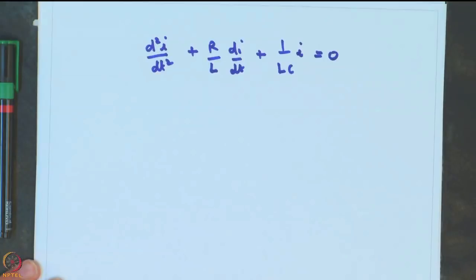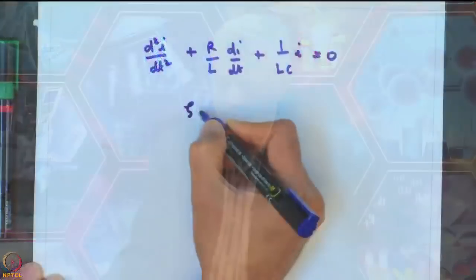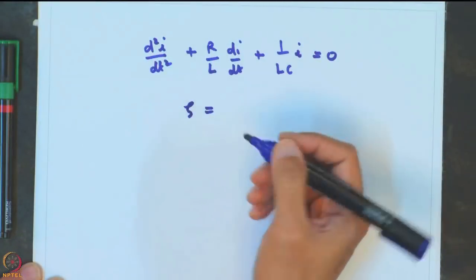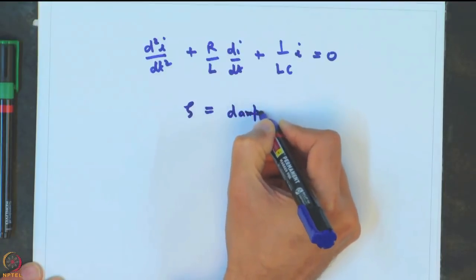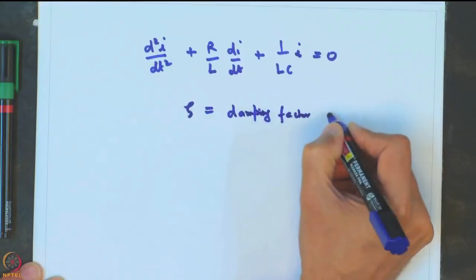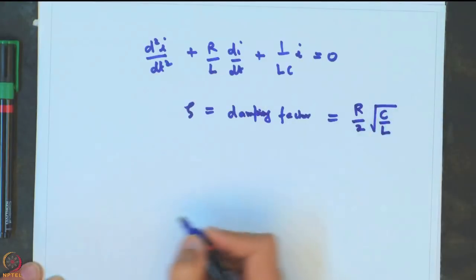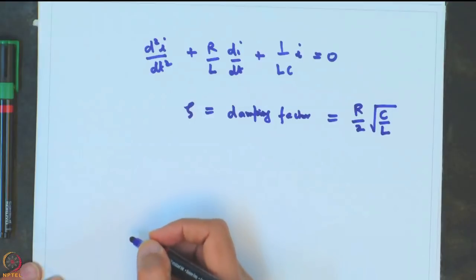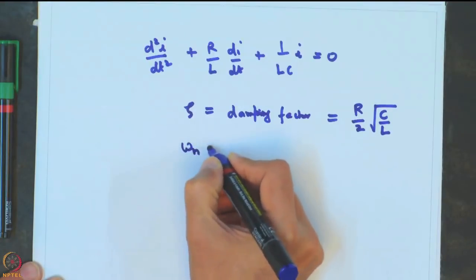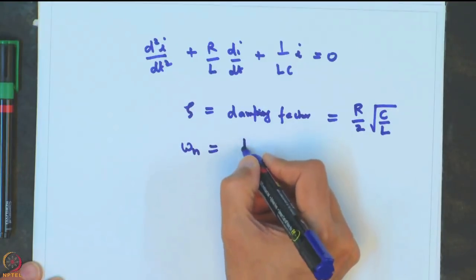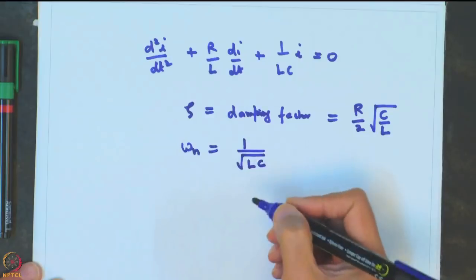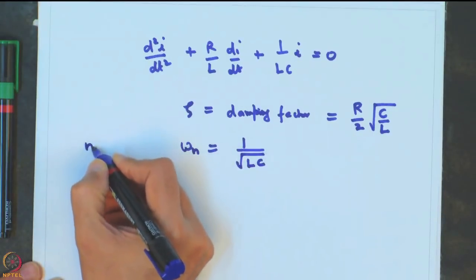Now, many times people use what is called the standard form of the characteristic equation of the second order system, which is obtained by introducing zeta as a damping factor and defining it as R by 2 square root of C by L. Similarly, the natural frequency of oscillations is defined by omega n, and that is nothing but 1 over root of LC.